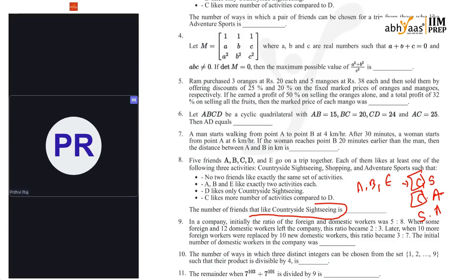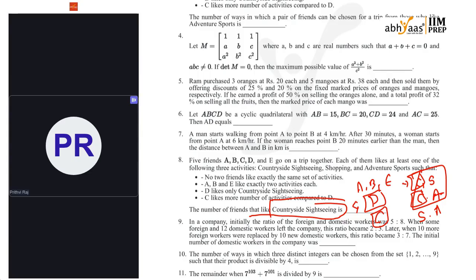So two of these contain countryside sightseeing. That's for sure. D likes only countryside sightseeing. D is already liking countryside sightseeing. And C likes all three. Now they are asking the number of friends that like countryside sightseeing. So minimum it has to be 4. Minimum what? Even maximum is 4. Another person cannot like the same thing that the other pair is liking.